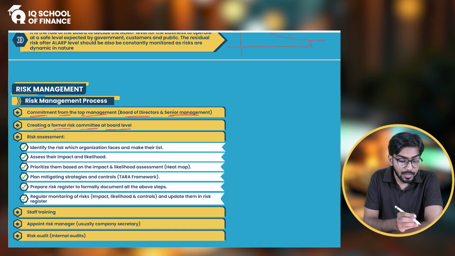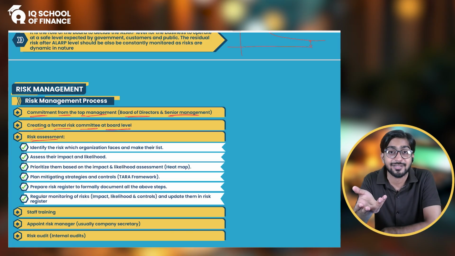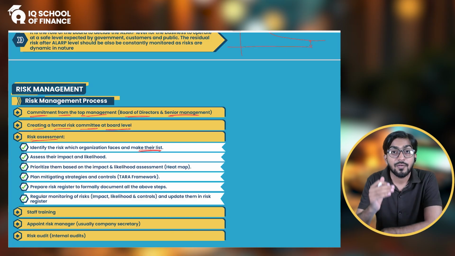And then what do you do? You do a risk assessment, because in order to do risk management, it is very necessary that first you identify the risk. Because if you are not able to identify the risk, then what are you going to manage? The way I told you in the previous lecture, before doing risk management, you have to understand first what is risk, and then identify what are the risks which you are facing. So how are you going to do this? You are going to first make a list of the risks which your company is facing. When you have made the list, now what will you do?